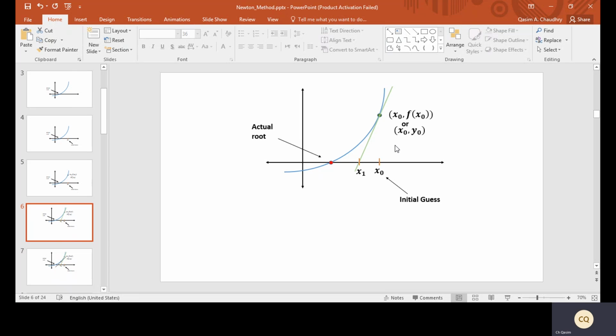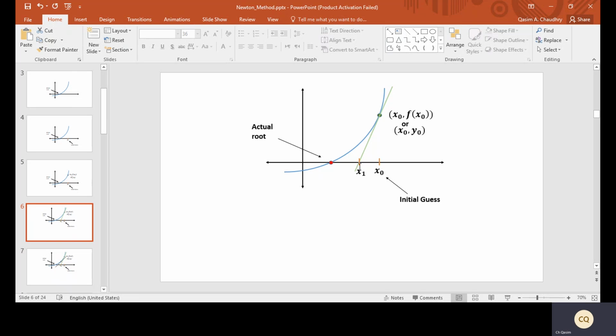And student, this tangent line, definitely, if you make this tangent line, so maybe this will touch the x-axis. And what is that point? Let's assume that that is your next approximate root. See, in most of the cases, you are approaching towards the root. So initially it was x naught, now it is x1.